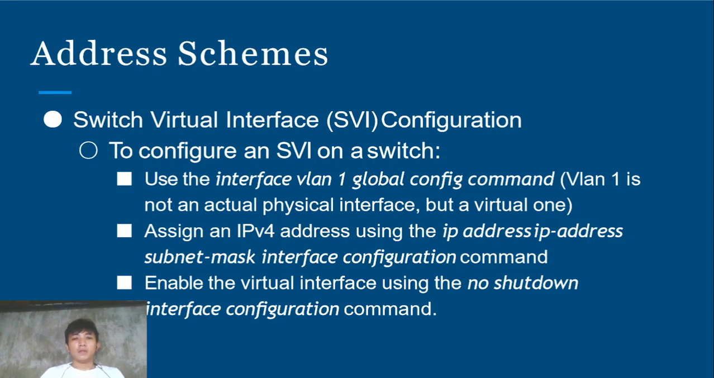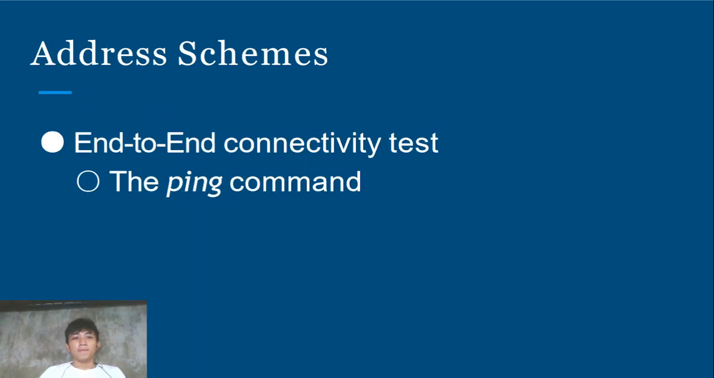To configure an SVI on a switch, use the interface vlan 1 global config command. VLAN 1 is not an actual physical interface but a virtual one. Then assign an IPv4 address using the ip address command with the subnet mask, which is 255.255.255 and so on, in interface configuration mode, and enable the virtual interface using the no shutdown interface configuration command.